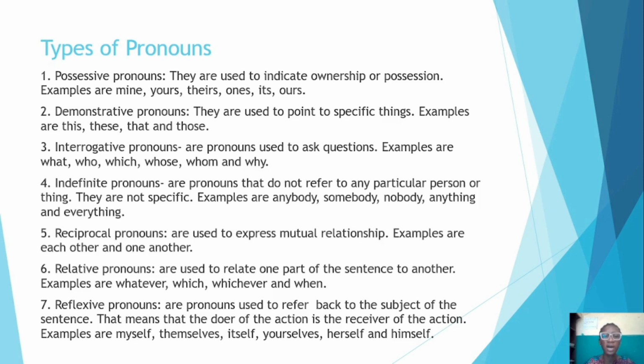We also have demonstrative pronouns. Demonstrative pronouns are used when we are pointing to specific things. They act majorly as pointers. Examples: we have this and these for singular and plural, we have that and those. This is my bag. This is pointing to that thing, pointing to my bag, the bag I own.